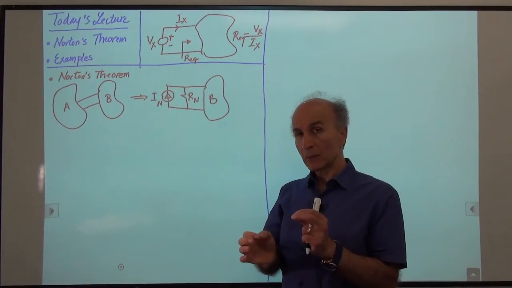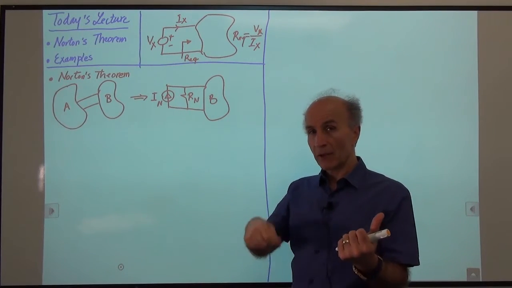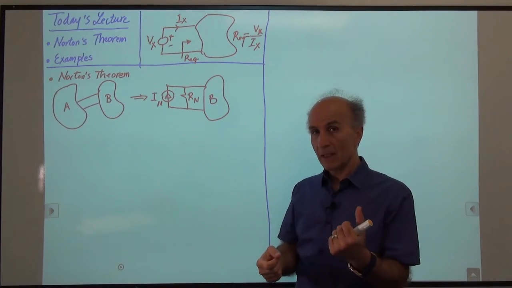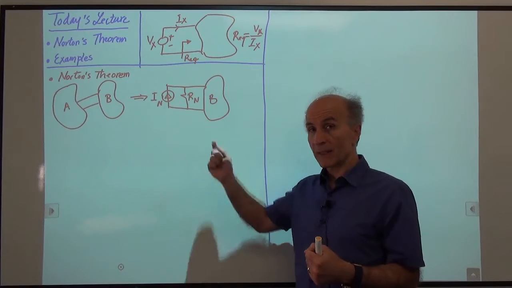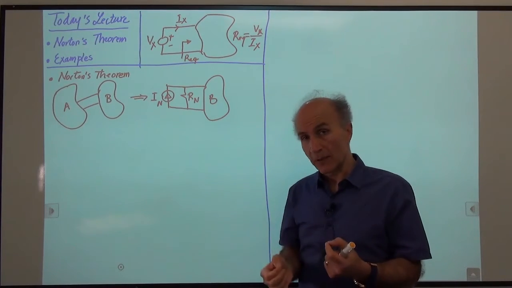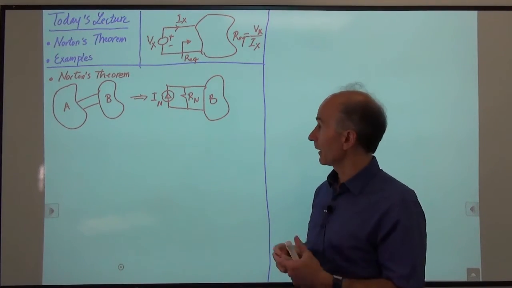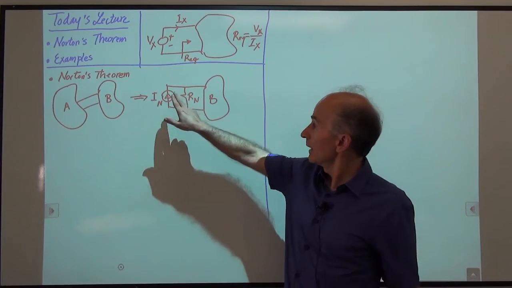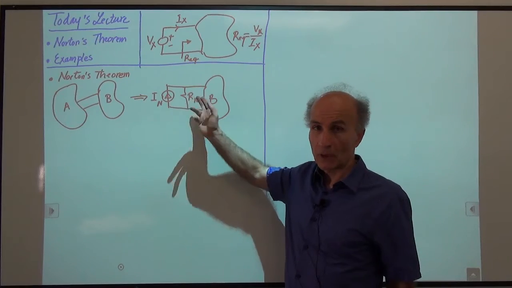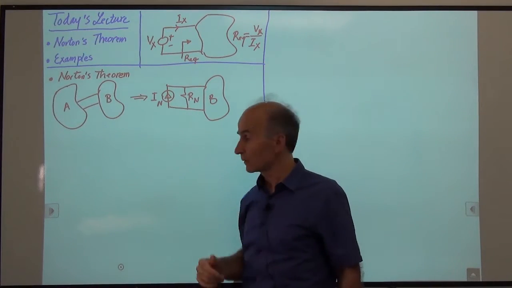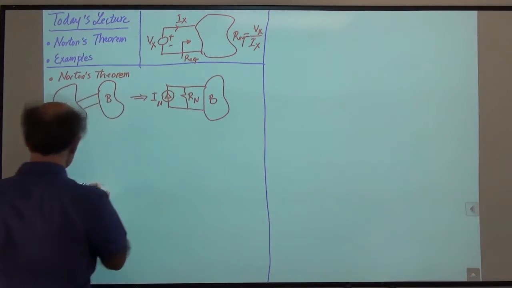See the duality between Thevenin's theorem and Norton's theorem, right? Thevenin says a voltage source in series with a resistor. Norton says a current source in parallel with a resistor. Okay? All right, so the usual question is, how much is I sub n and how much is R sub n? All right, so we have a procedure for finding these two, so let's go ahead and do that.